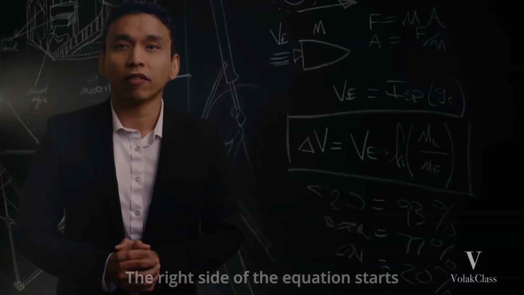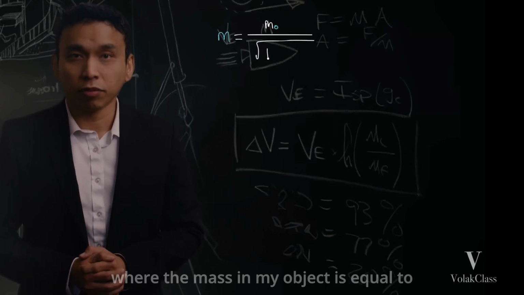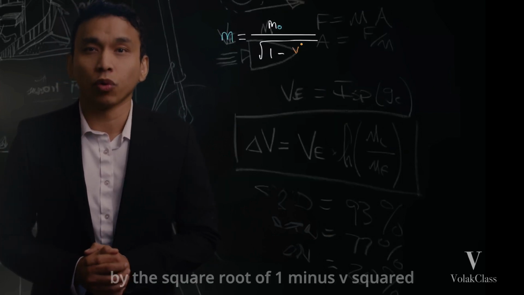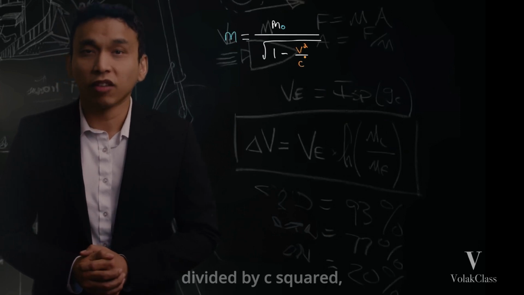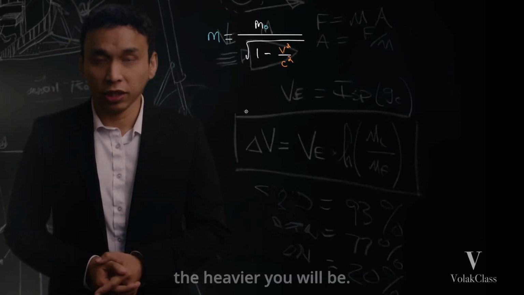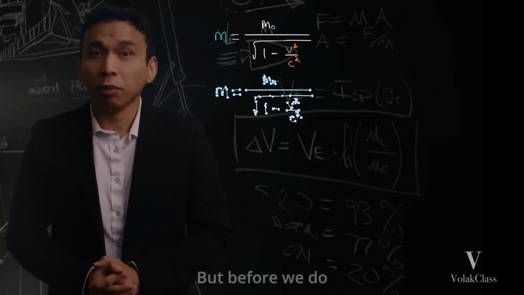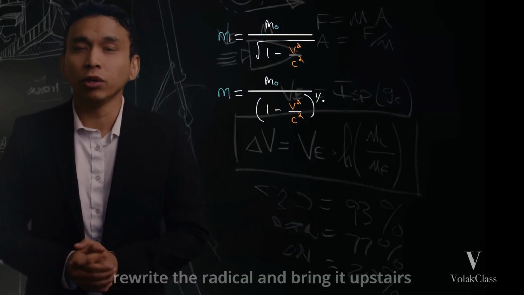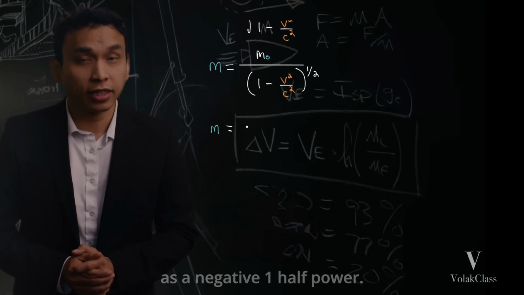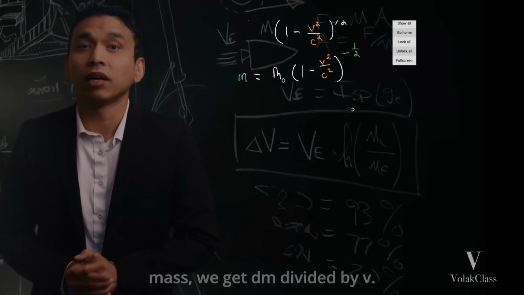The right side of the equation starts with Einstein's brilliant use of the Lorentz transformation, where the mass of an object is equal to the rest mass divided by the square root of 1 minus v squared divided by c squared, which just means that the faster you go, the heavier you will be. We will then take the derivative of this equation with respect to the velocity. But before we do that, let's algebraically rewrite the radical and bring it upstairs as a negative 1/2 power. Taking the derivative of the mass, we get dm divided by dv.